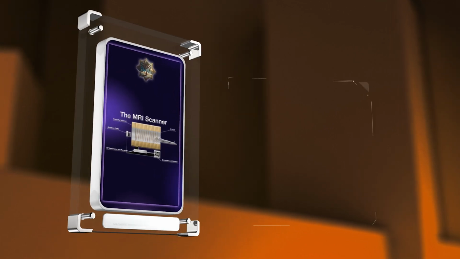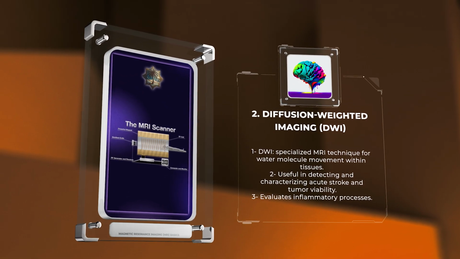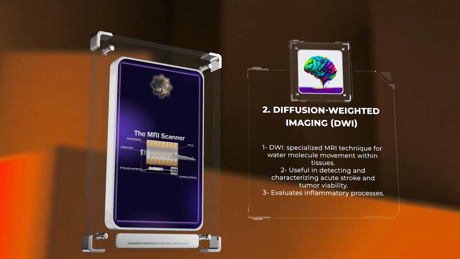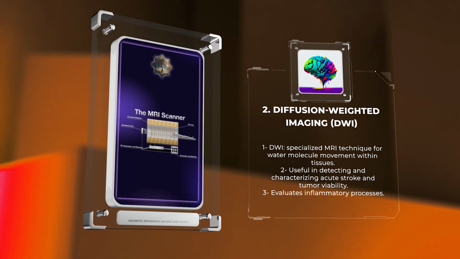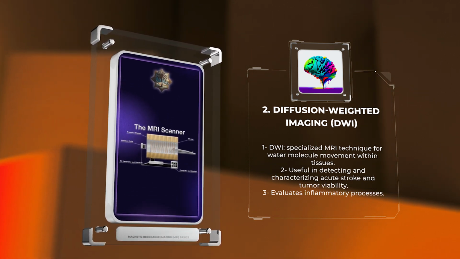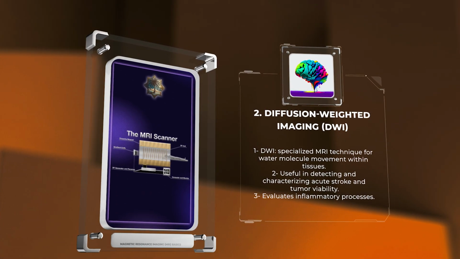Diffusion-weighted imaging, DWI, is a specialized MRI technique that captures the movement of water molecules within tissues. It is particularly useful in the detection and characterization of acute stroke, where restricted diffusion can indicate ischemic tissue. DWI also has applications in assessing the viability of tumors and evaluating inflammatory processes.